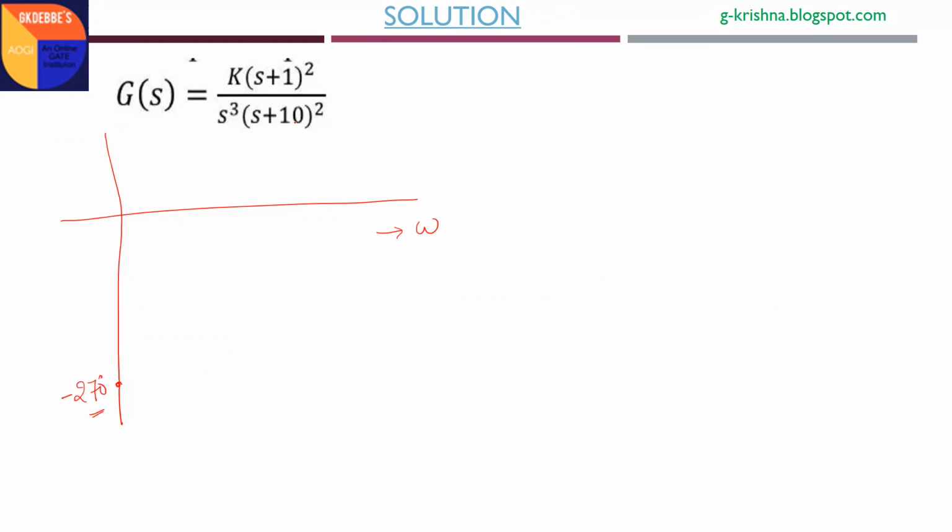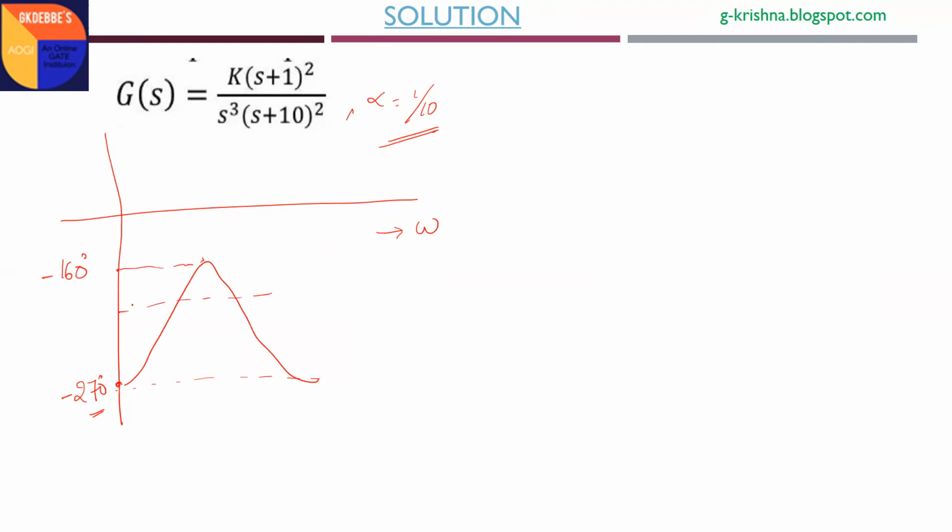And (s + 1)/(s + 10) whole square is 2 lead systems connected, whose phase plot will be in this manner. And here the alpha value is 1 by 10. You can refer to the previous root locus topic question regarding this alpha value and all these phase angle calculations. And what is the phase angle? We got it as minus 160 degrees.